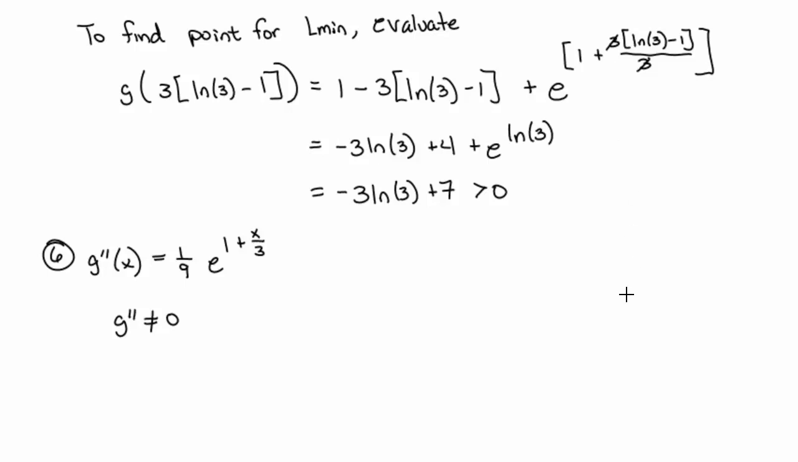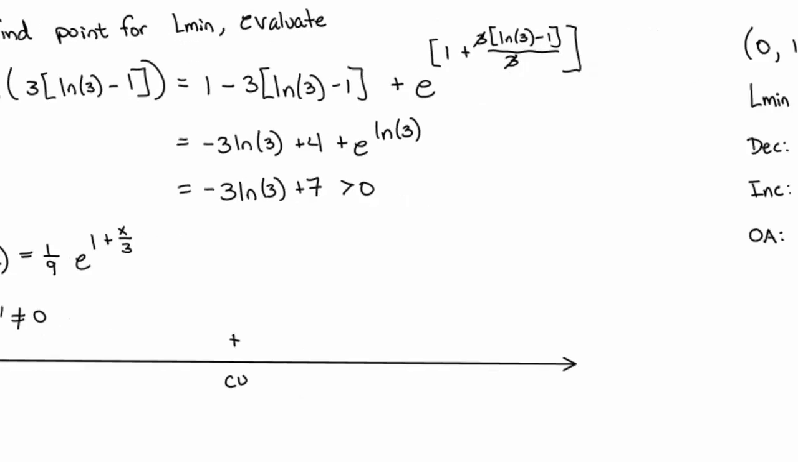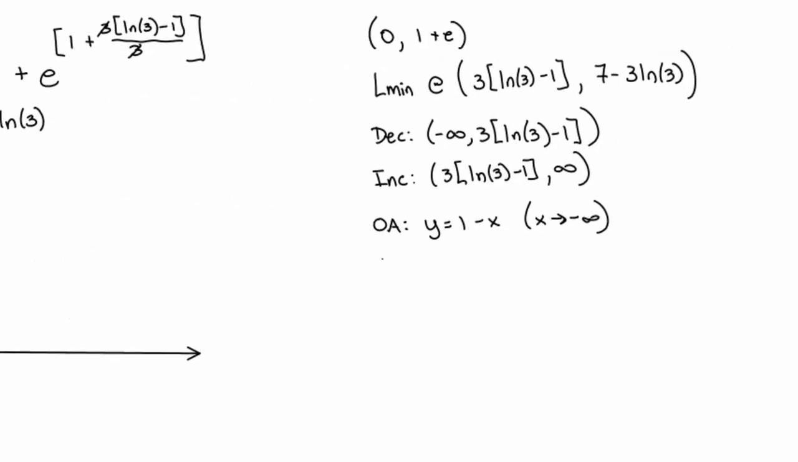So drawing a number line, we can use any number we want to plug into G double prime to figure out the sign. And the reality is, because it's an exponential function and the coefficient's positive, I know it's always positive. So in other words, it's always concave up. So let me write that over here. Concave up on negative infinity to positive infinity. So that's my information that I'm going to use.